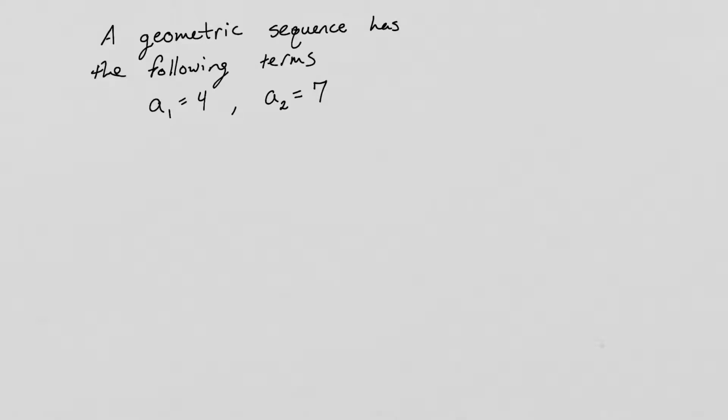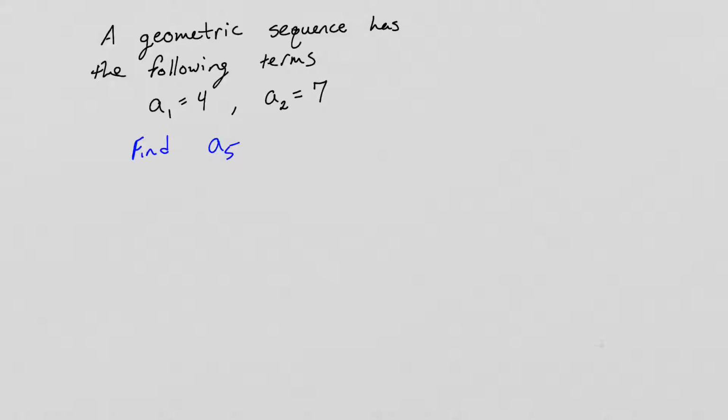Okay, let's look at a problem here where we have a geometric sequence has the following terms. A1 is equal to 4, A2 is equal to 7, and we want to find A5. So let's find the fifth term in the sequence that starts with 4, 7, and then it's got some things that we don't know, and then we need to find the fifth term.